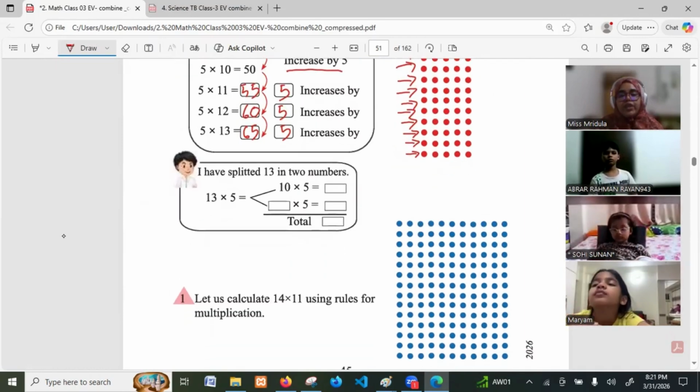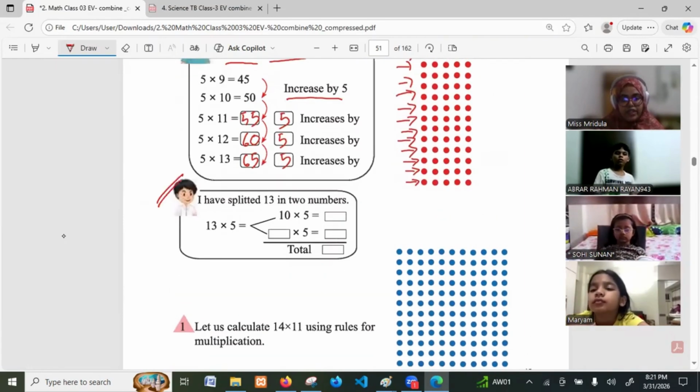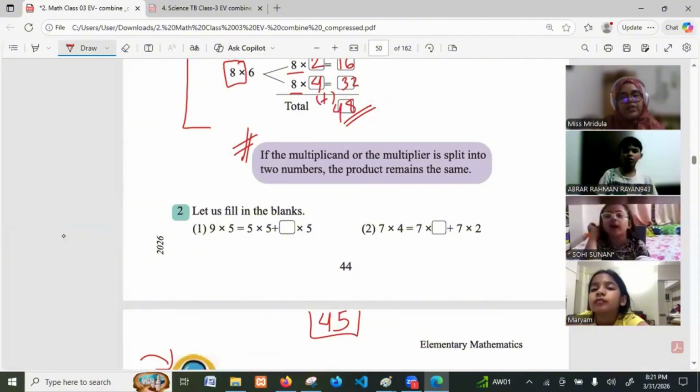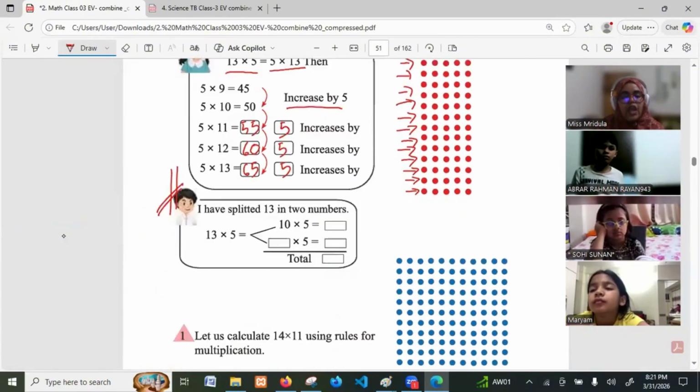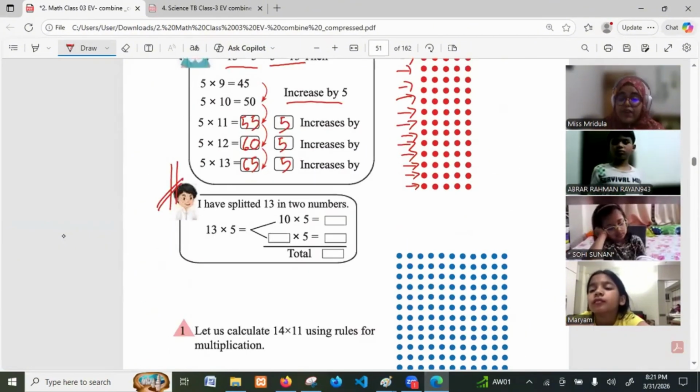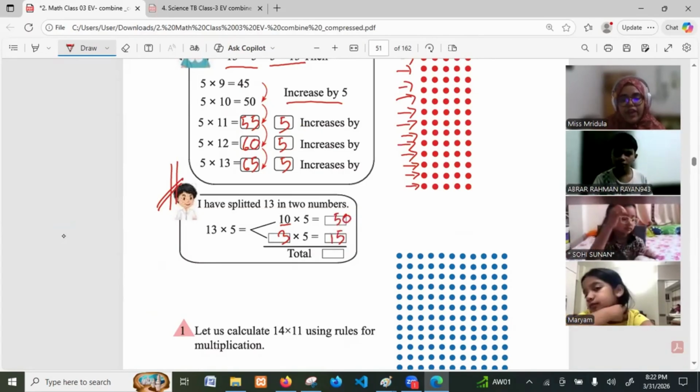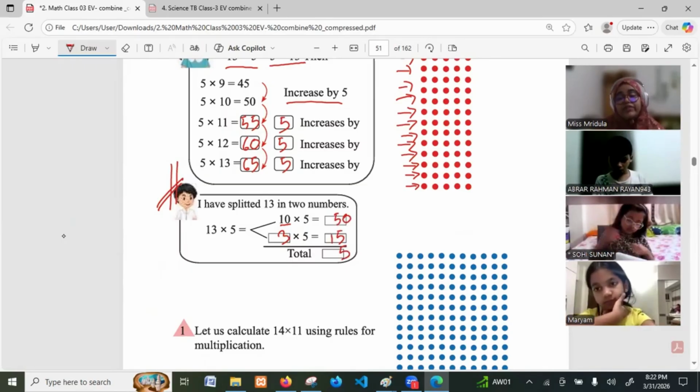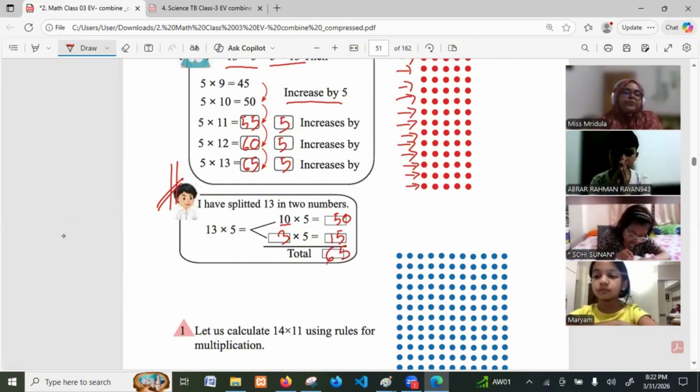But when they are doing the other one, let's see what they have done here. I have split 13 into two numbers. So we had 13 times 5, but here we have 10 times 5. So how many 5s are missing? 3. Yes. So 50 and 3 5s are 15. So 5 and 0 will be added. So we will get 5 and 5 plus 1 will be added. We will get 65.